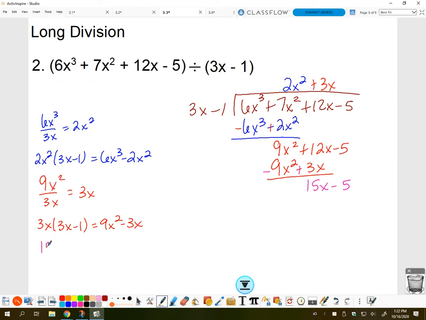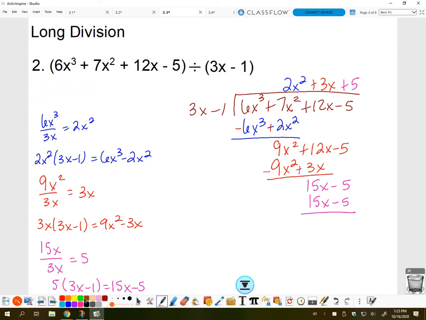Alright, repeat. So 15x divided by 3x is 5. 5 times 3x minus 1 is 15x minus 5. So I need a 5 up here. I need my 15x minus 5 here.